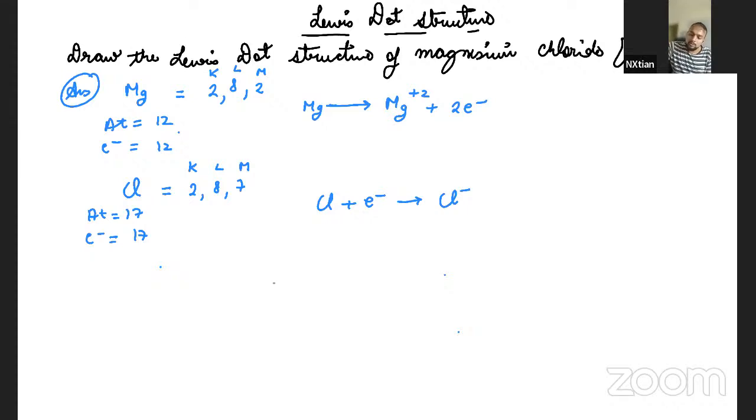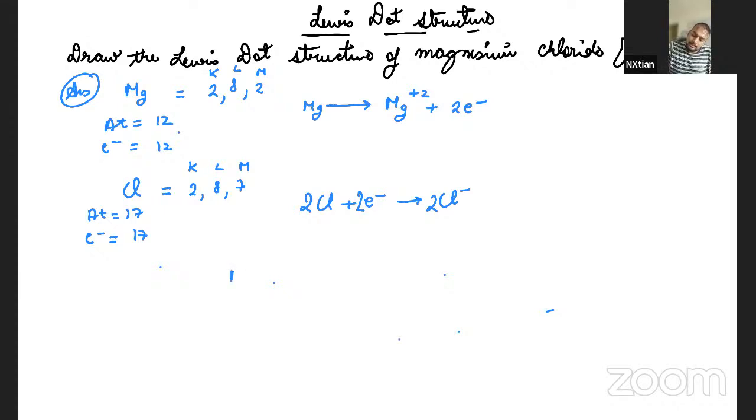So what will chlorine do? He will call his two chlorines to come. One chlorine and a second chlorine, one electron each, to become 2 chlorine minus. Understood? Why did I do this? Because Mg is giving 2 electrons and chlorine is only receiving 1 electron. 1 electron is left, so for that he called another brother, so that the 2 electrons are satisfied with the magnesium.